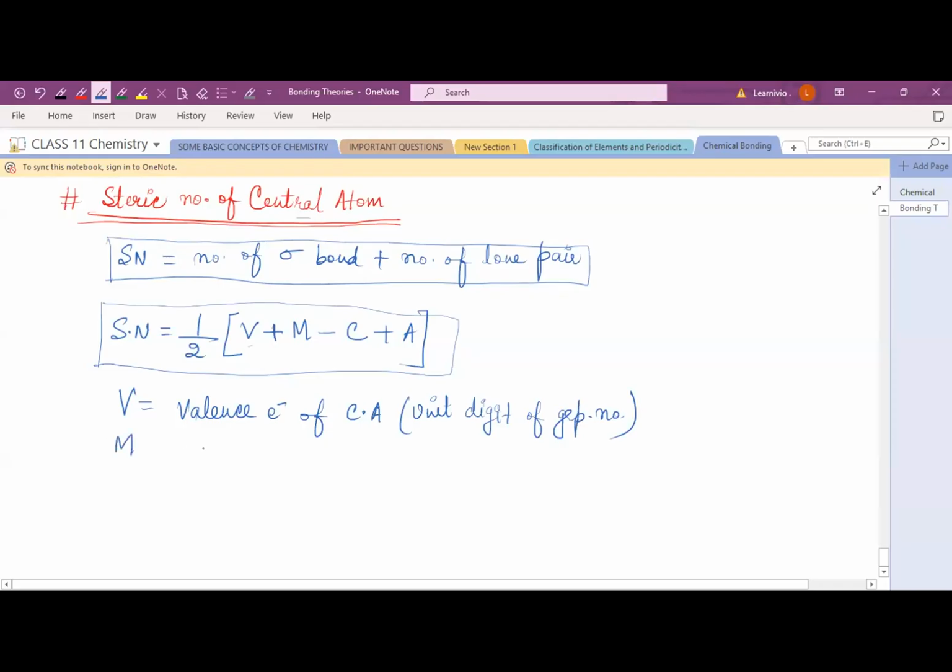So M is your number of monovalent surrounding atoms. What is SA? SA is a surrounding atom other than the central atom. Okay, so just remember it should be a monovalent. Valency उसकी 1 होनी चाहिए. Okay, if it is a divalent, suppose oxygen is the surrounding atom.